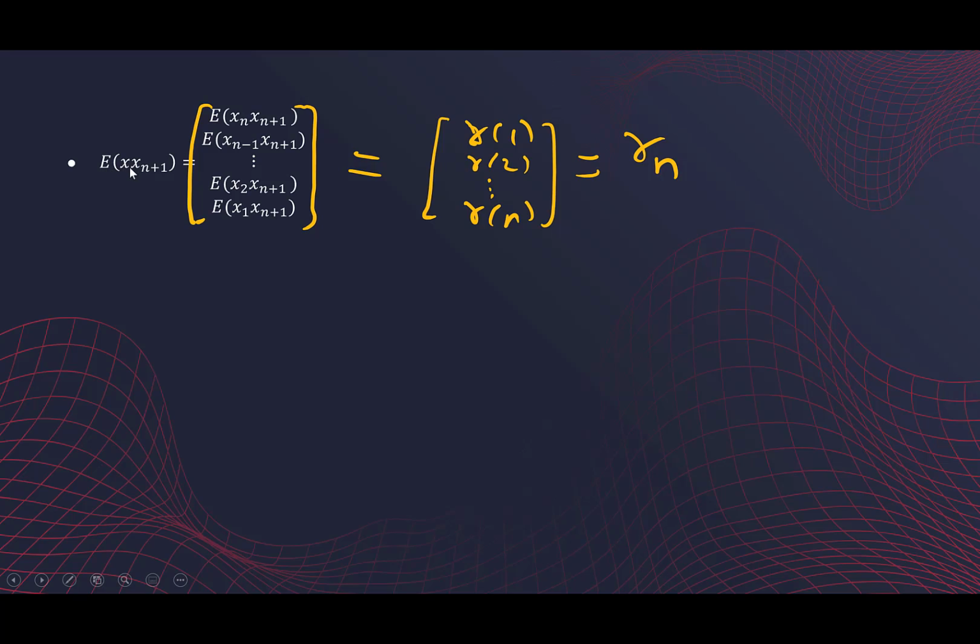So the expected value of x times xn plus 1. Remember, x is a vector. Its first element is xn, and the last one is x1. xn plus 1 is a number. So you can just open it this way. We have the first term in x, which is xn times xn plus 1 and the expectation, second term times xn plus 1 expectation, and so on, okay? And this is nothing but gamma 1, gamma 2, and so on. And we are denoting this by the notation gamma subscript n. This n tells you that there are n elements in this vector.